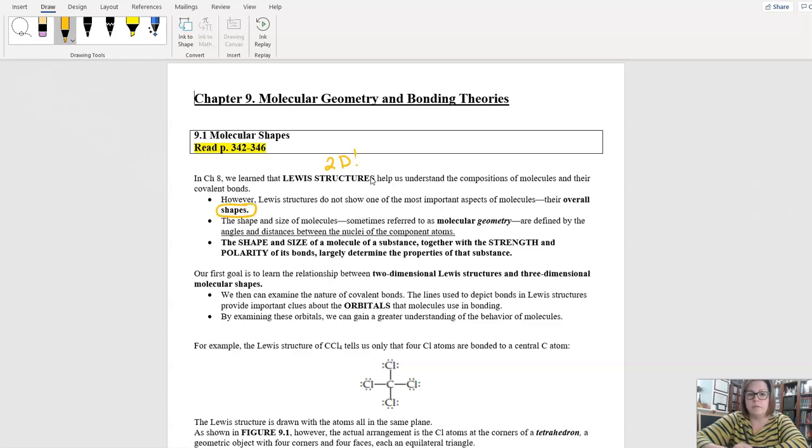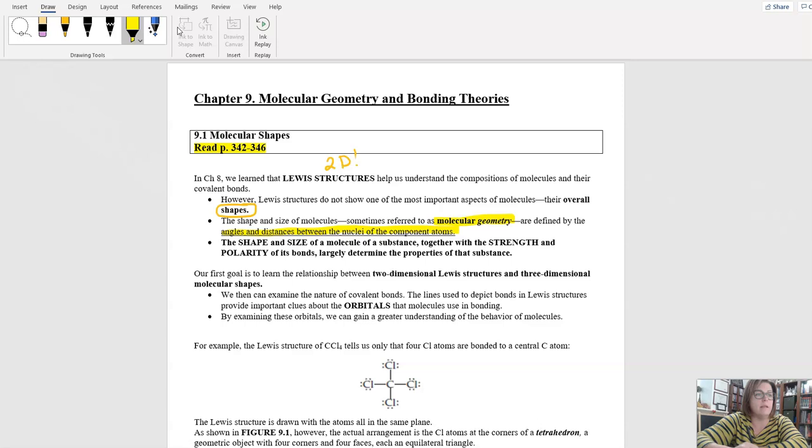There are so many different shapes to molecules, it just depends on how many bonds and lone pairs they have. So the shape and the size of the molecule, sometimes referred to as molecular geometry, very important name coming up, okay? I'm sure you heard the word geometry before in math class where you're looking at different sides and angles, and we're doing the same thing, but we're just doing bonds and electrons. And it's defined by the angles and distance between the nucleus and the corresponding atoms that are attached to it.